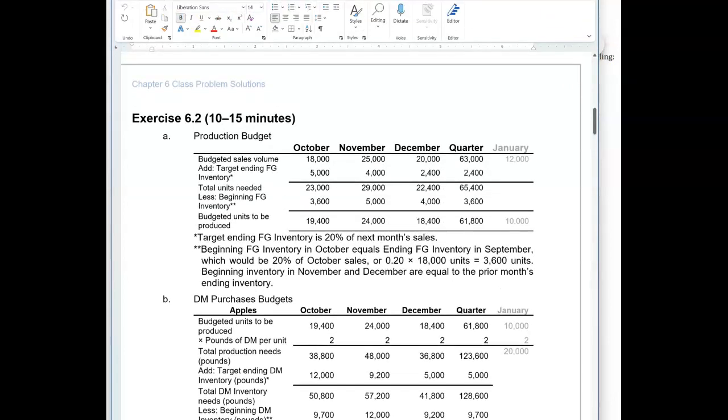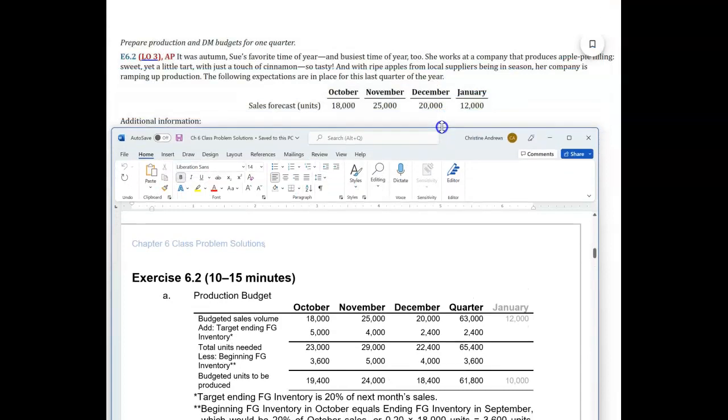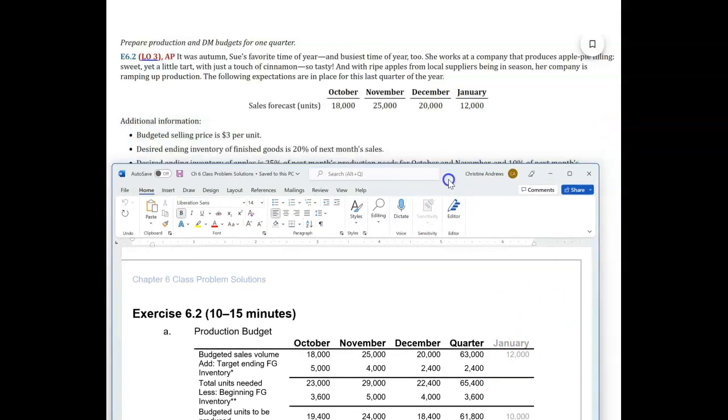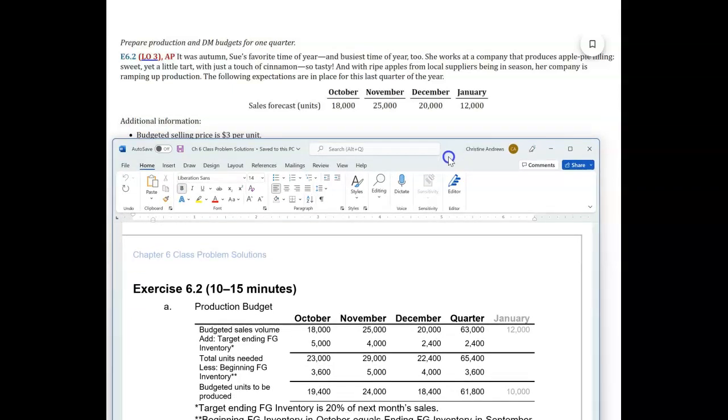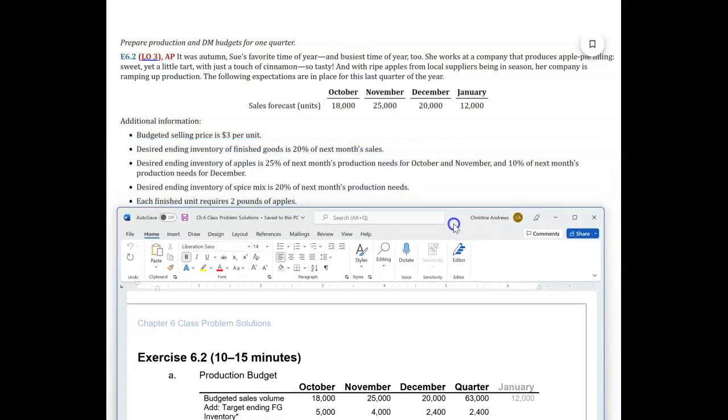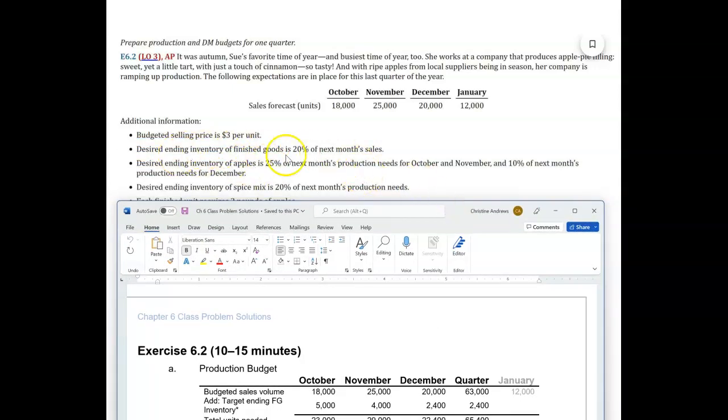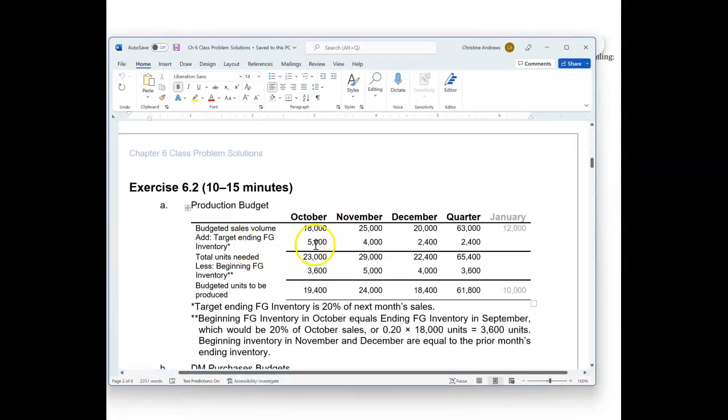So this is the production budget first. Here's our targeted sales volume, 18, 25, 20. And then we've got January's, which they've sort of faded out over here. We have additional information about the budgeted price, $3 per unit. Our target ending inventory for production, that would be finished goods, is 20% of next month's sales. So here, target ending inventory would be 25,000 times 20% is 5,000.